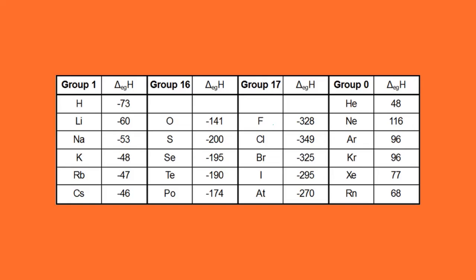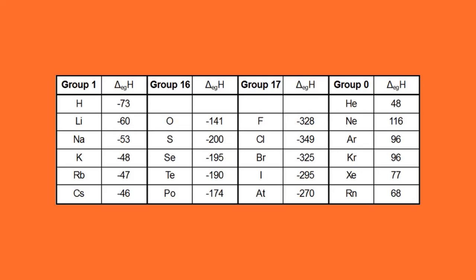Next, electron gain enthalpy values of noble gases are positive. This is because of their stable electronic configuration. They don't want any more electrons to get added to them. They're quite satisfied, so the electron gain enthalpy is actually positive. They don't need an electron.